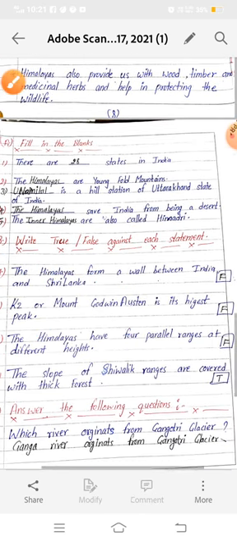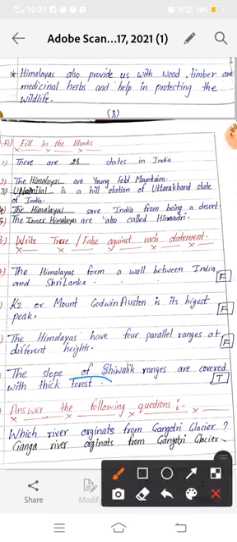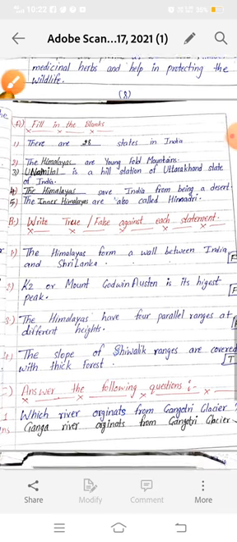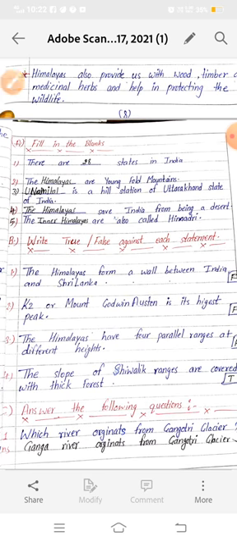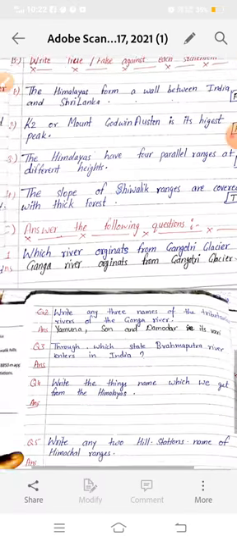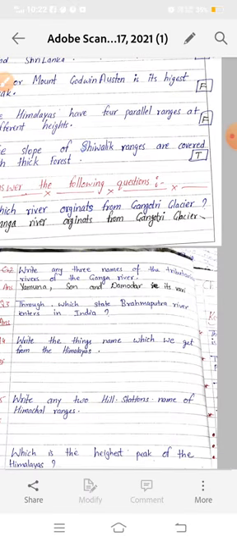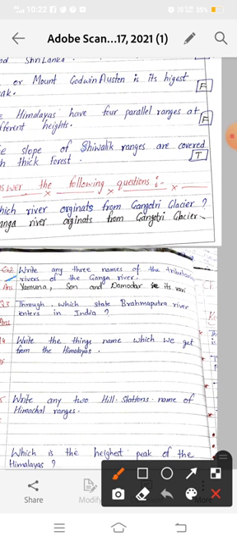Now the slopes of the Shivalik ranges are covered with thick forest. Yes, this is true. Now answer the following questions. Exercise 3. Which river originates from the Gangotri glacier? So the Ganga river originates from the Gangotri glacier. You have learned this many times. Okay, and the second question is, write any 3 names of the tributary rivers of the Ganga river. So these are Yamuna, Son and Damodar.